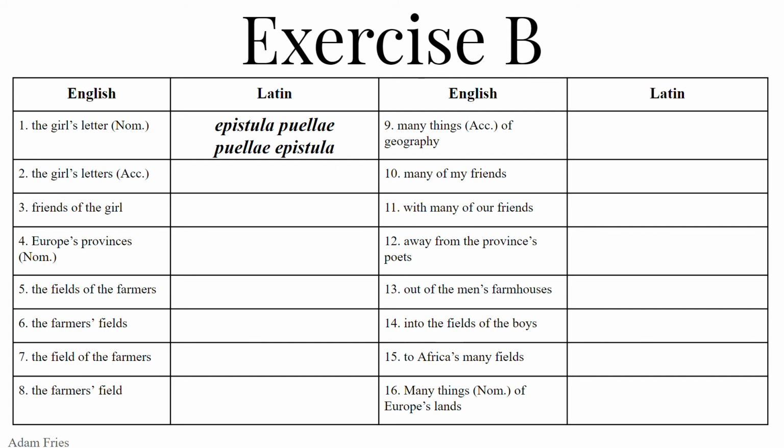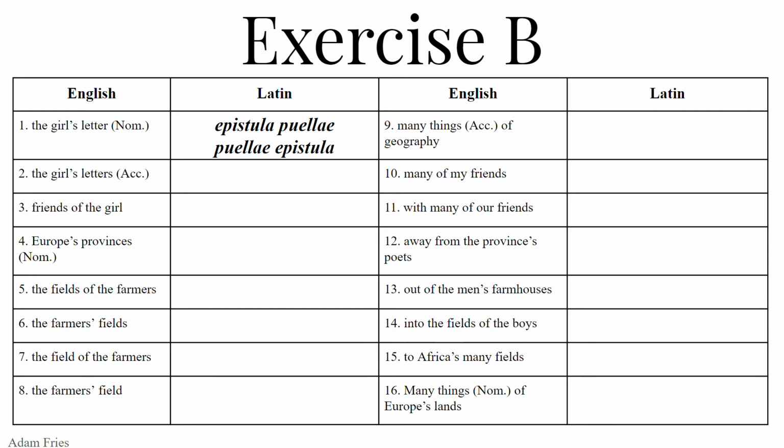15. To Africa's many fields. To the many fields of Africa. So we're going ad plus the accusative, motion towards, to the many fields. We're not going to Africa here. We're going to the many fields. It's just that Africa owns the fields. The fields belong to Africa. The adjective many modifies not Africa, but fields. So multus, a, um needs to go with ager, agri, masculine, with ad, the preposition, in front of them.